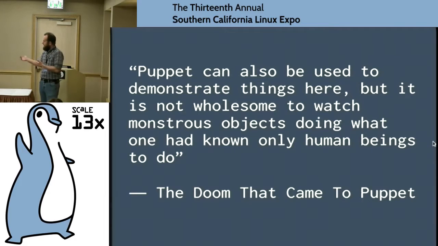Anyone seen the site The Doom That Came to Puppet? They took the Puppet documentation and the works of H.P. Lovecraft and fed them into a Markov chain and came up with some explanations of configuration management that actually make more sense than is really good. Puppet can also be used to demonstrate things here, but it is not wholesome to watch monstrous objects doing what one had known only human beings to do.